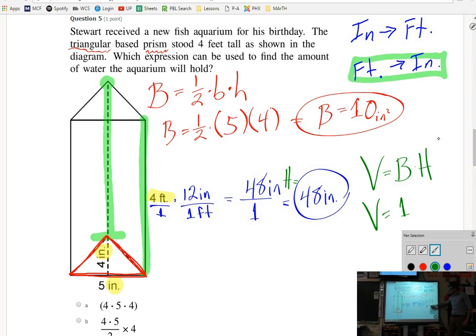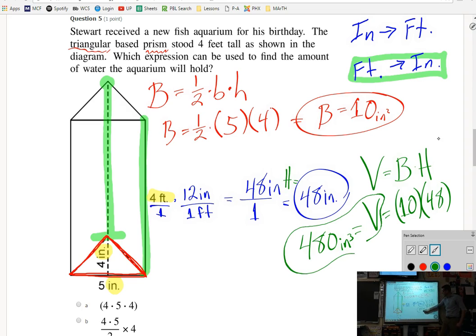So, 10 times 48, well, what's 10 times anything? Moving decimals, this becomes 480 inches cubed, guys. It's volume. Always second guess yourself on your labels. Is it area for 2 dimensions? Volume for 3 dimensions?